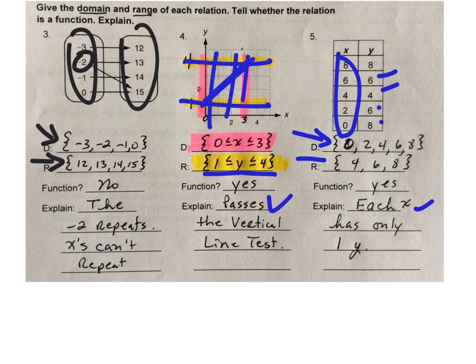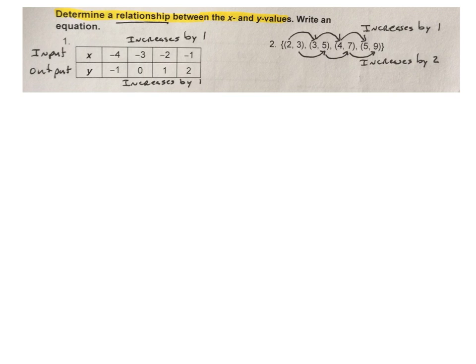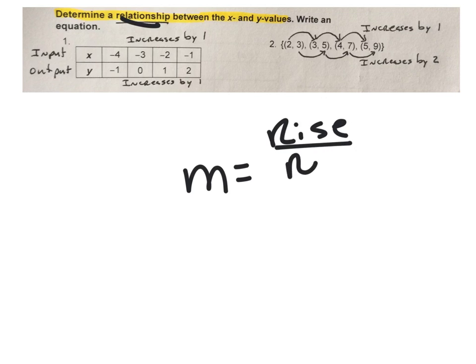Okay, in this page, we're looking for the slope. And remember, on both of these equations, we want a relationship between the x and y values. So remember, it's rise over run, or some people like to say it is the change in y over the change in x. And that's what we're going to do. We're going to look at those two things.